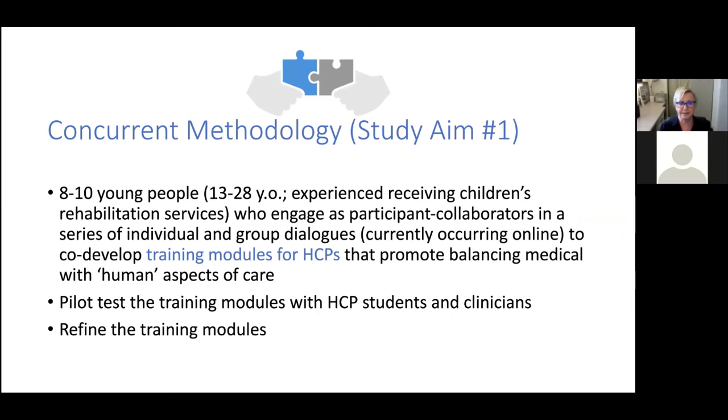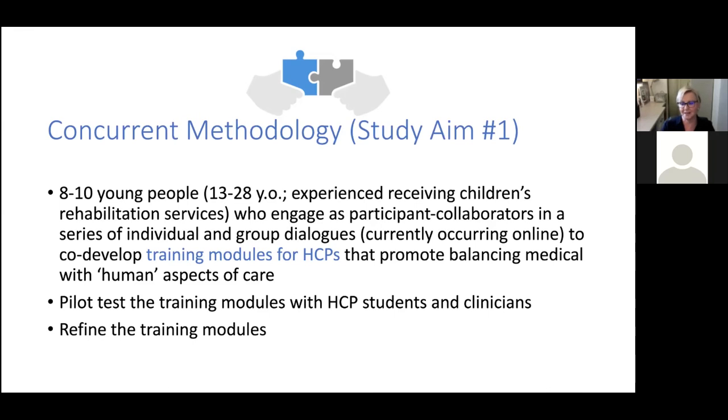In brief, the methodology of the study will involve 8 to 10 young people, 13 to 28 years old, who have experienced receiving children's rehab services. They'll engage with us as partners, participants, and collaborators. We're engaging through a series of individual and group dialogues, which were originally, of course, planned to be in person, but we have shifted to doing most of this work online. We hope that we might one day be able to do some aspects of the project in person, but we'll all have to see how that works out.